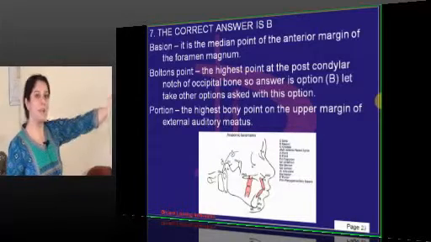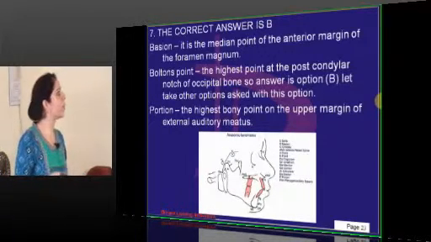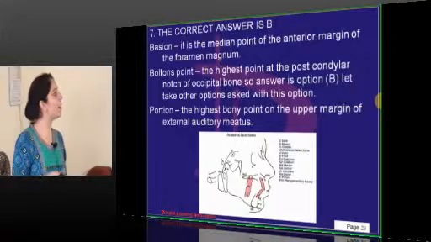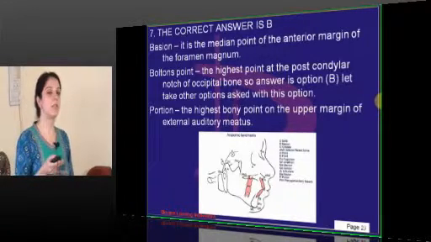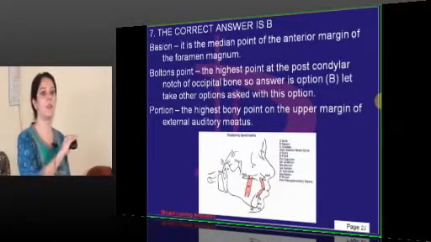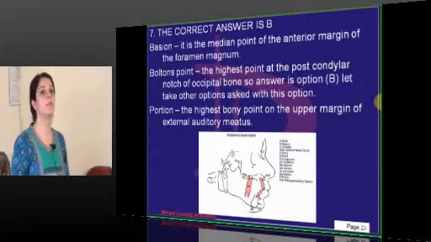The third one is misspelled, it is actually porion. Porion is the highest bony point on the upper margin of the external auditory meatus. It is one of the very important points through which a lot of reference lines can be made for cephalometric analysis.